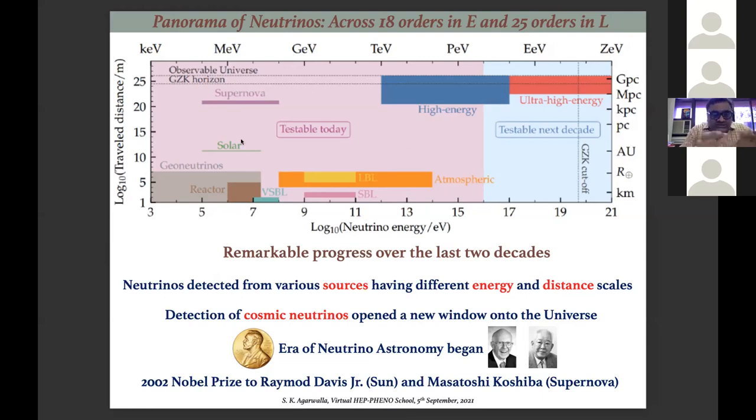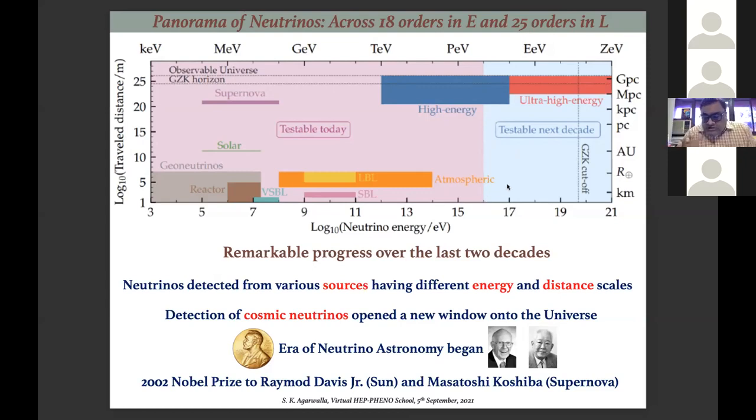So on the left, you can see that we have mentioned reactor, geoneutrinos, solar neutrinos, supernovae, and this VSBL is very short baseline oscillation experiments, and this SBL stands for short baseline experiments, and this LBL stands for long baseline oscillation experiments, where you basically throw a neutrino beam from your lab and you put some detector at a certain distance and you observe some phenomena. And then you have atmospheric neutrinos. So you can see in this pink band, this is the range of energies where we have been able to detect neutrinos today, and we have tested their properties.